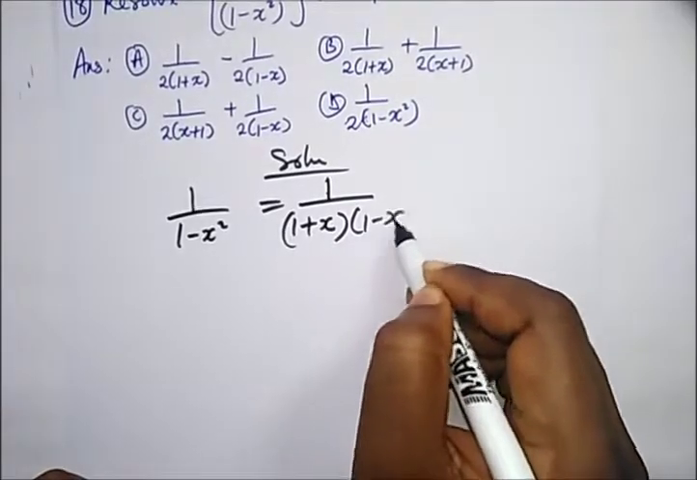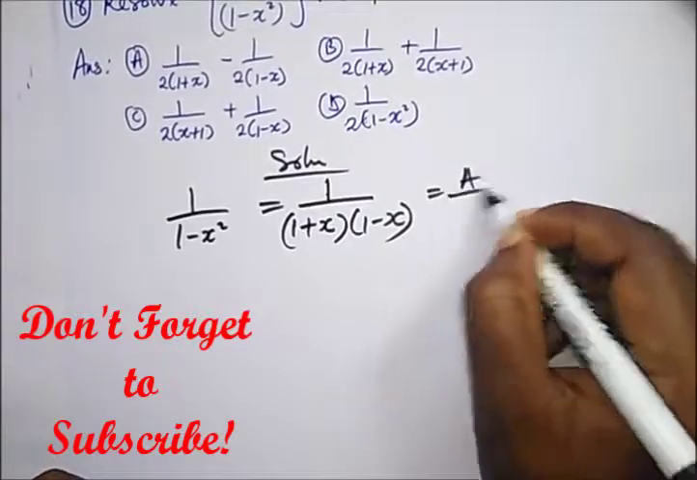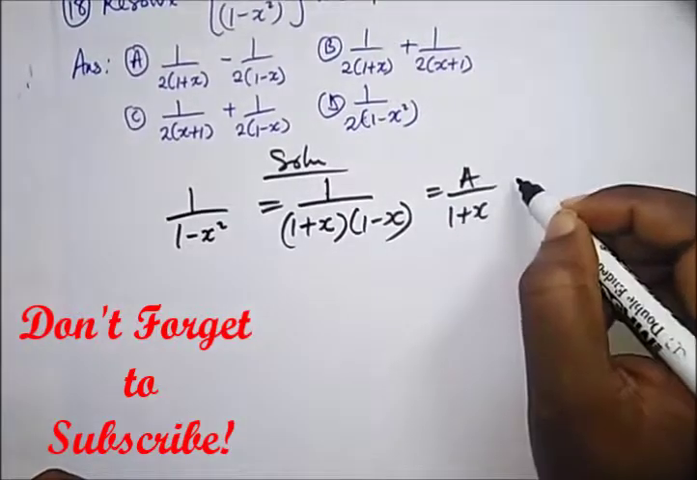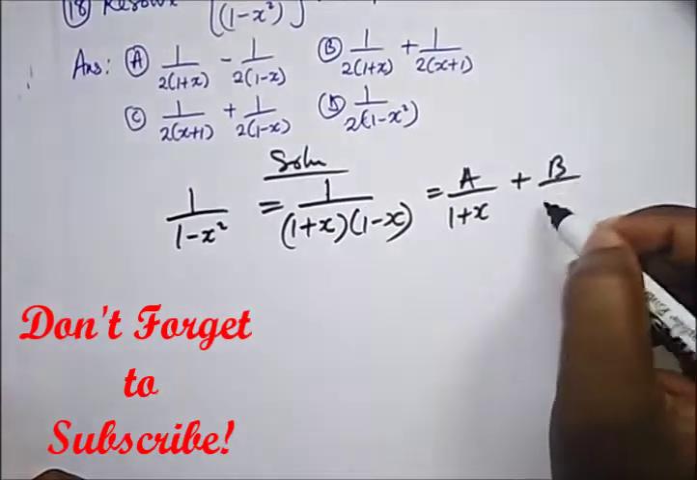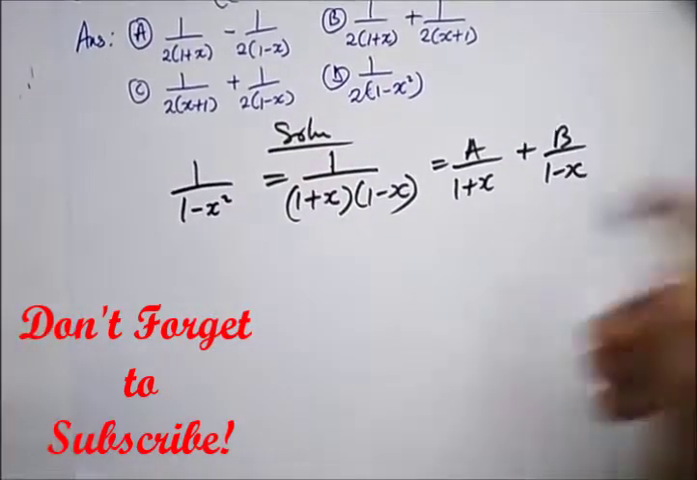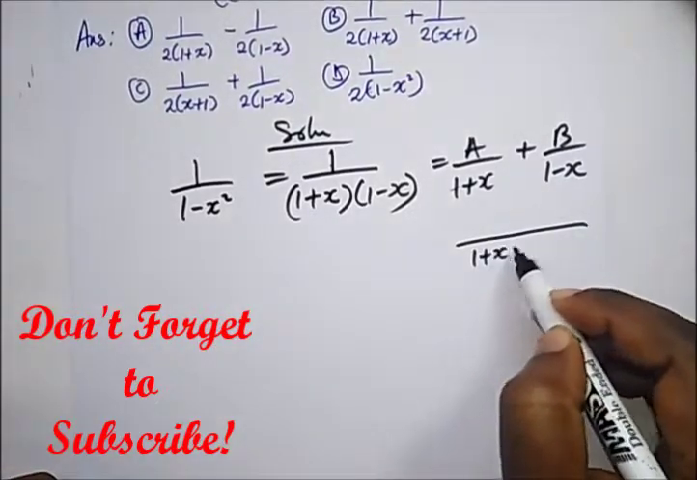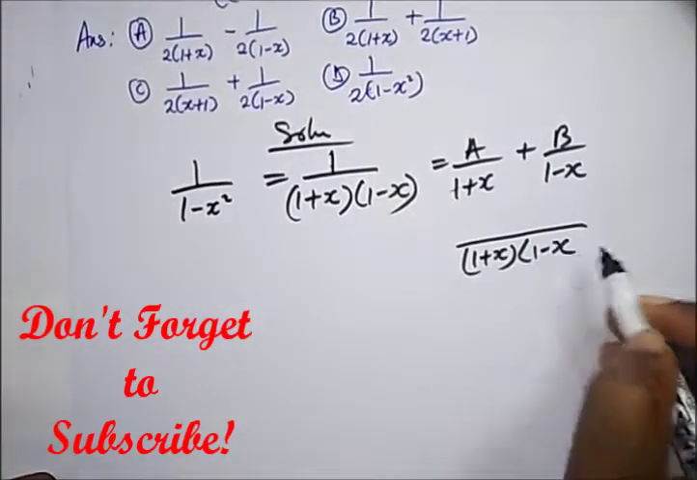Brackets 1 minus x. And to resolve this to partial fractions, we have A over 1 plus x plus B over 1 minus x. Try to revise some partial fractions. So here, all we need to do is, what's the LCM here? The LCM is 1 plus x, brackets 1 minus x.